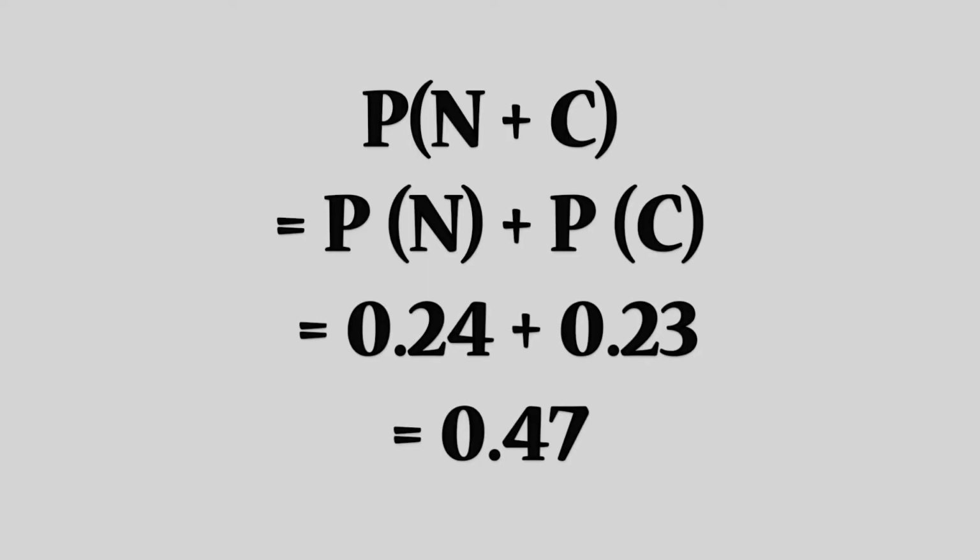Combined, natural gas and coal add to more than 37%. In this case, since natural gas and coal are different with no common elements, they are mutually exclusive. So we can add those two probabilities. So the probability of natural gas and coal equals the probability of natural gas plus the probability of coal, which equals 0.24 plus 0.23, which equals 0.47.